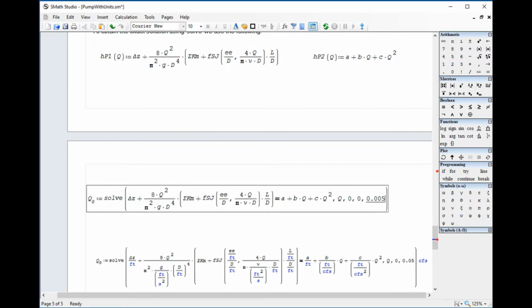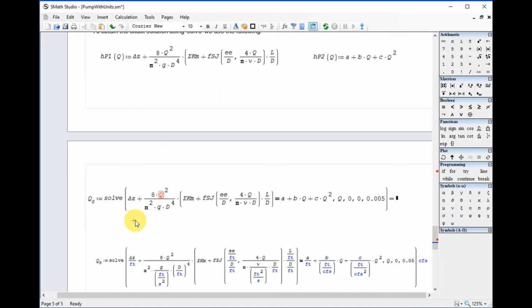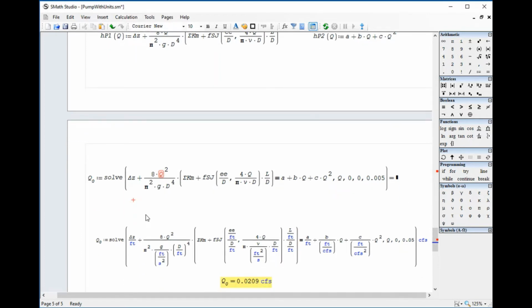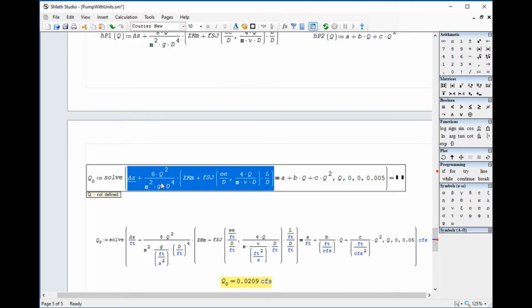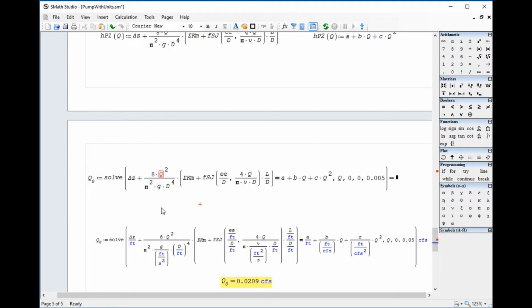0.005, but I'm getting no solution. The reason is it's saying Q is not defined, and actually Q is not defined, but the main reason why we're not getting a solution is because the units are not compatible. We're trying to find something that's dimensionless, Q, but the Q that gets calculated here must be in cubic feet per second. So the way to do it is like all known constants need to be divided by their units in whatever system you are using.